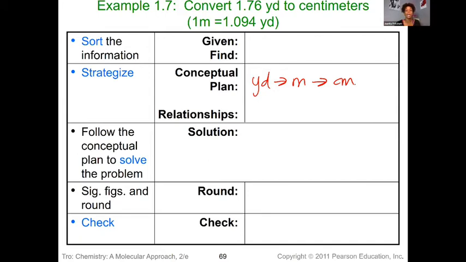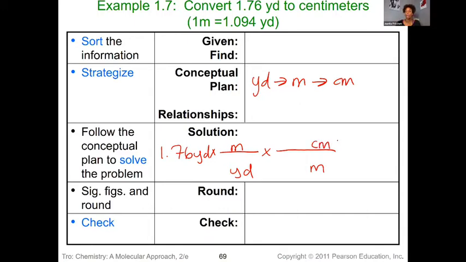If we now start with our given, which is 1.76 yards, yards is our given unit. So in this first conversion factor, I'm going to put yards on the bottom. Again, I'm not putting any numbers in just yet, I'm just putting the units in. So yards on the bottom, and on the top, I'm going to put my meters. Then I can fill this out a little further, because now I'm ready to go to the next step. I want to get rid of meters, so it goes on the bottom, and on the top we would have centimeters.